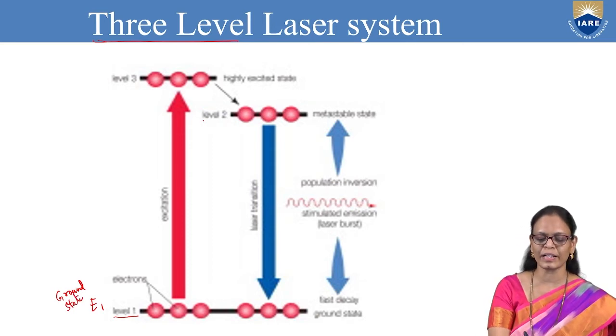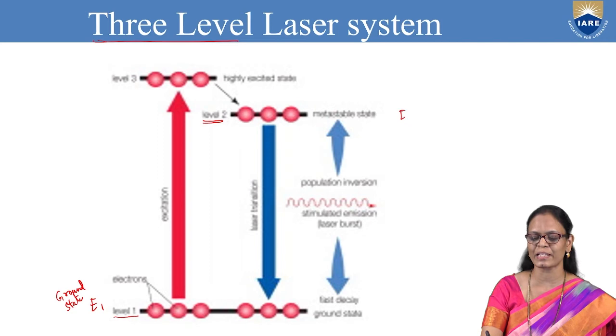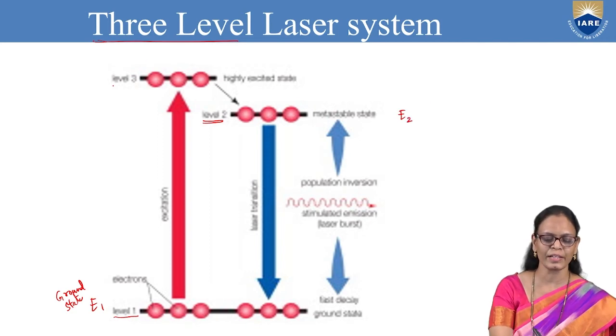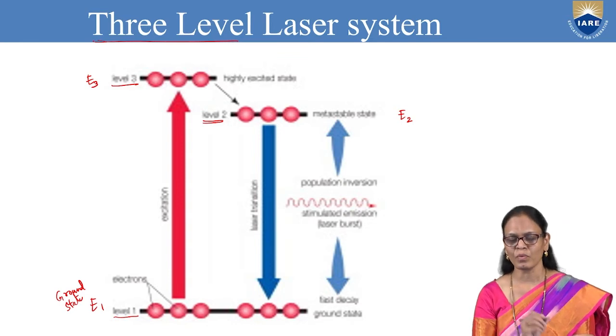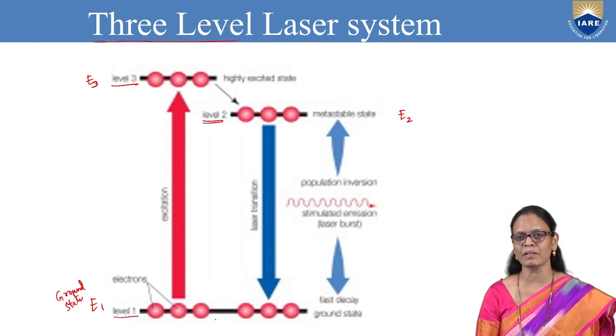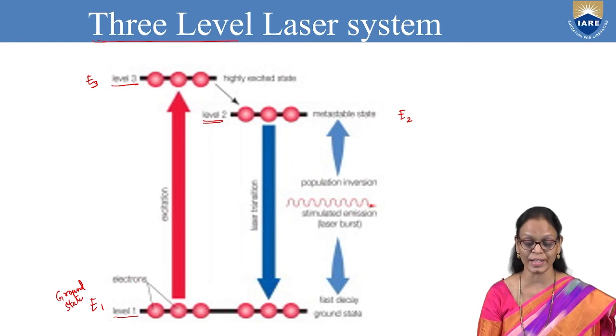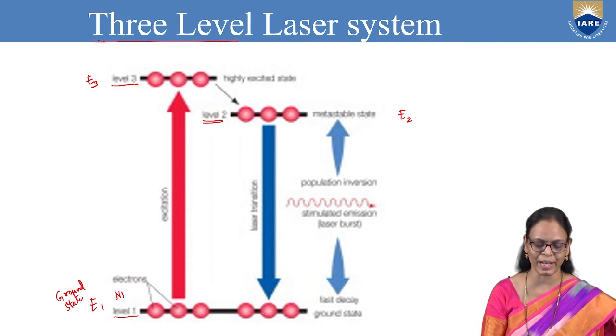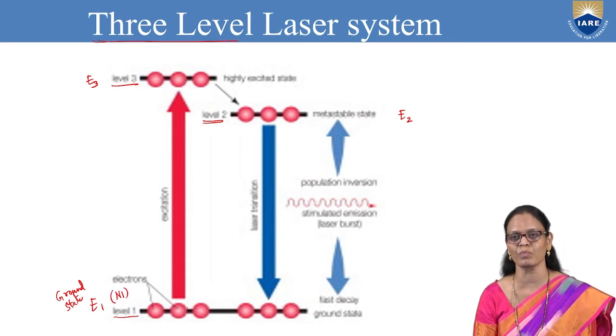Then here we are calling it as level 2. Maybe we will say this is E2. And this is level 3, which is E3. Now initially, where are the atoms? The atoms are in the ground state. Atoms or electrons, what we call, they are in the ground state. So the number of atoms which are there in the ground state, we are denoting it by N1. The population here is N1.